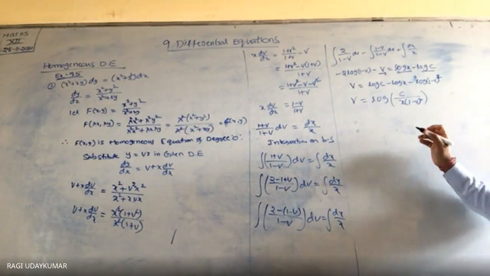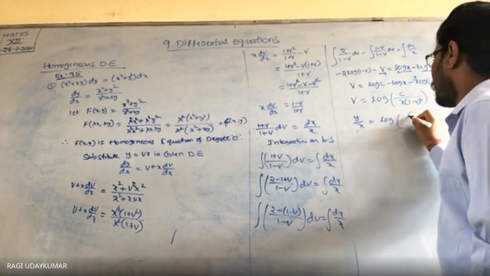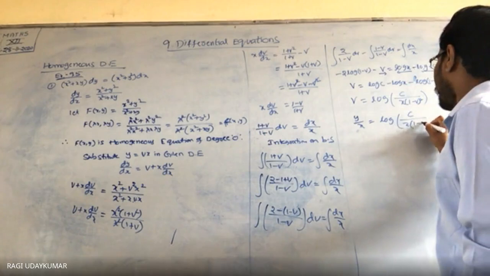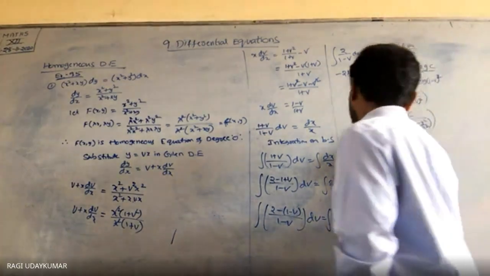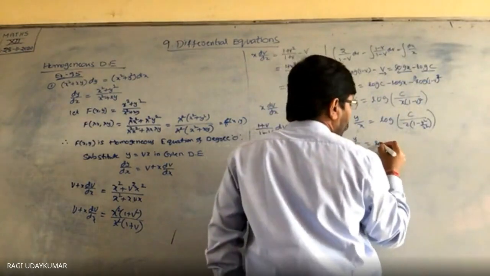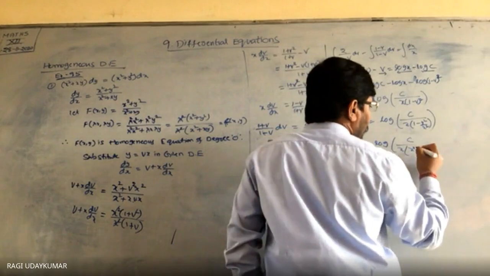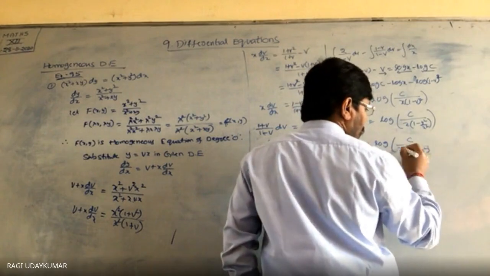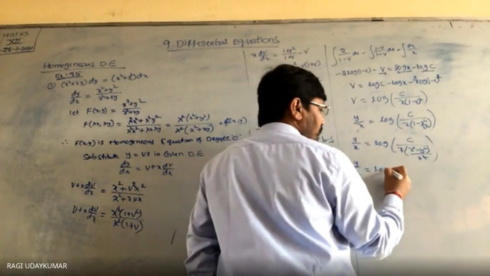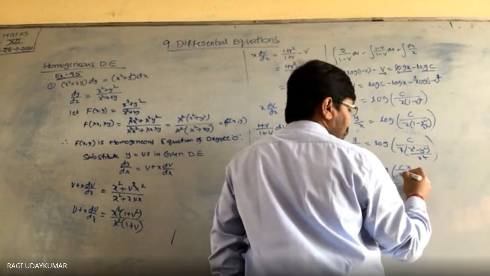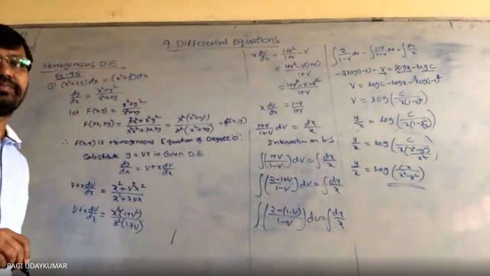Now replace y by x is equal to logarithm of c by x into 1 minus y square by x square. Simplify this. So what do you get here? y by x is equal to logarithm of c by x into (x square minus y square) by x square. So x square will get cancelled, and x goes up. So y by x is equal to logarithm of cx by (x square minus y square). So this is the final answer for that.